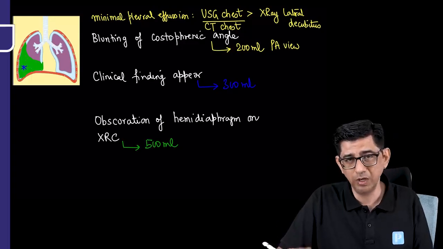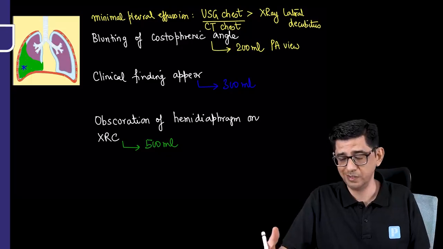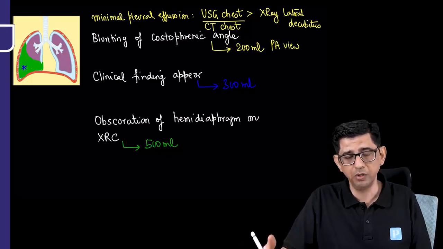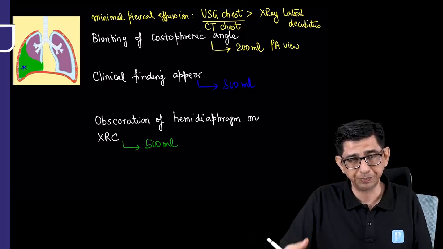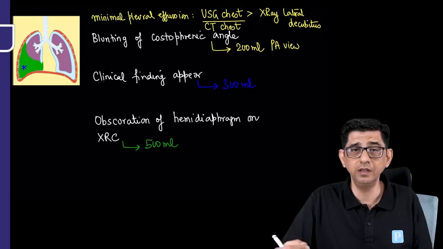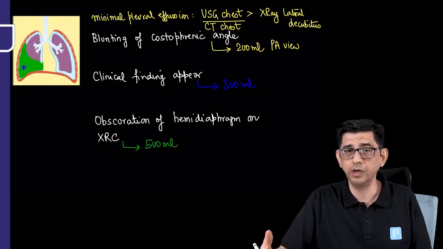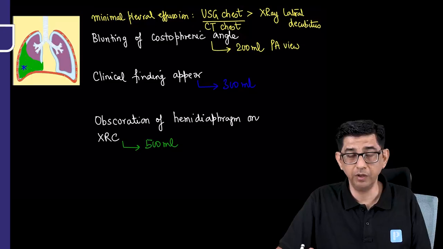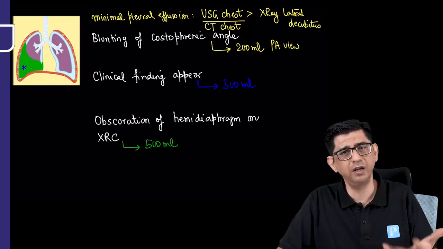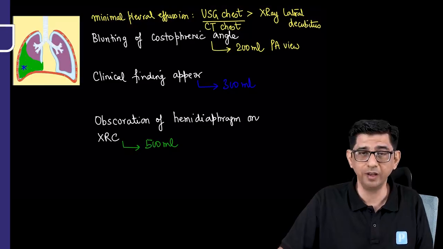Clinical findings like a stony dull percussion note will become more obvious at about 300 and more, and then obscuration of the hemidiaphragm at 500 ml. Most of the time, tracheal shift. A lot of guys focus on the tracheal shift part, saying, sir, you did not say anything till now regarding tracheal shift. Like when I take a live class, the query is, sir, you did not say tracheal shift.